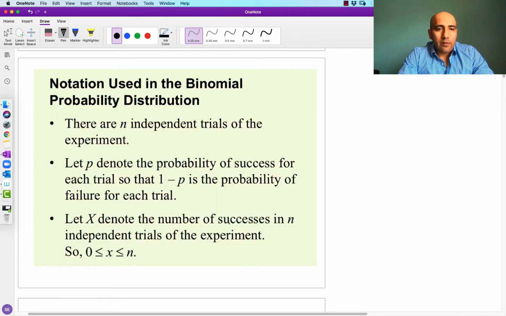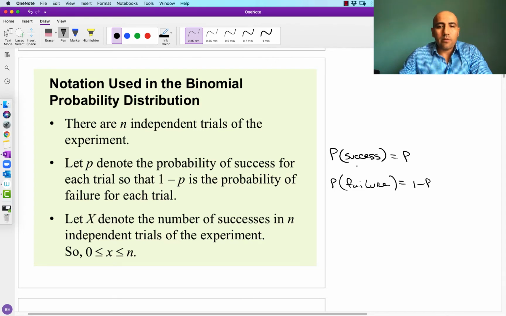Notation used in binomial probability distributions. There are n independent trials of the experiment. Usually we let the letter P denote the probability of success for each trial, so that 1 minus P is the probability of failure for each trial. The probability of success is equal to P, and the probability of failure is equal to 1 minus P. Notice that they have to be complements of each other. Often we also use the letter Q to represent the probability of failure.